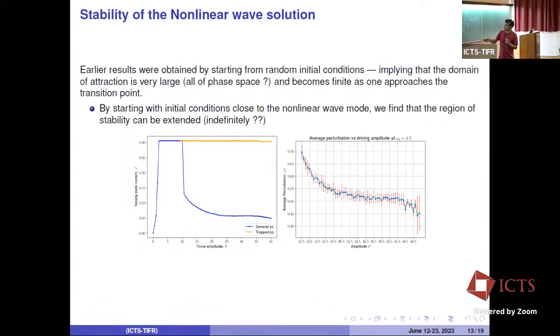So in this range, let's say 10 to around 34, it's a huge range, we find that it is quite stable even for significant perturbations. Even here, it stays finite. So it looks like the basin of attraction doesn't really shrink. It stays finite, so it looks like it's possibly indefinitely stable.